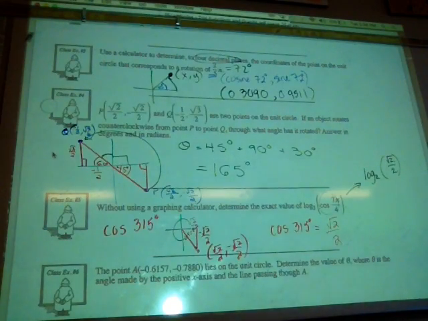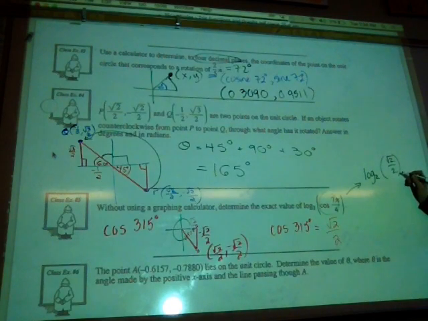Just remember, we can't use a calculator yet. Actually, ever. So what am I going to do? How can I figure out the value of this without using a calculator? If I change that to an exponent, how's that going to help us? Well, we could try it. I'm just going to make that equal to x. 2 to the power of x equals root 2 over 2. What do I need to do to this side in order to figure out that x?